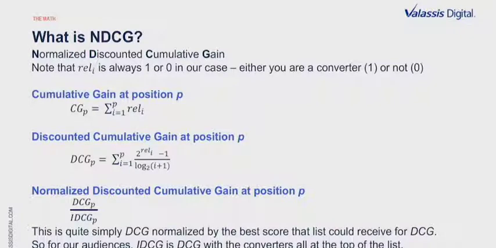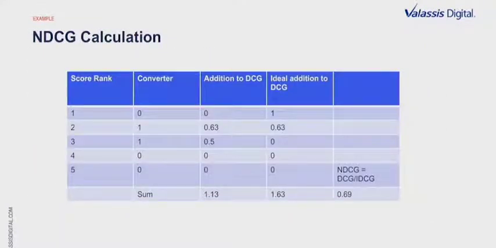What you really need is just defining a relevance value for each relevant item. So in this case, we're just going to give 1 to all the converters, and 0 to the non-converters. And here is an example if you want to do the math yourself.